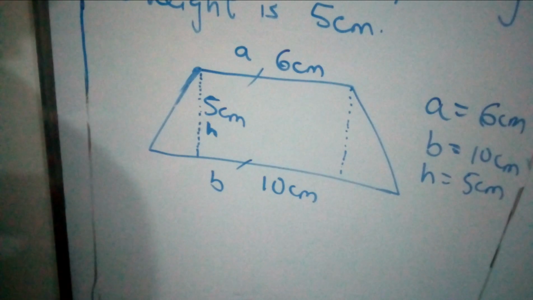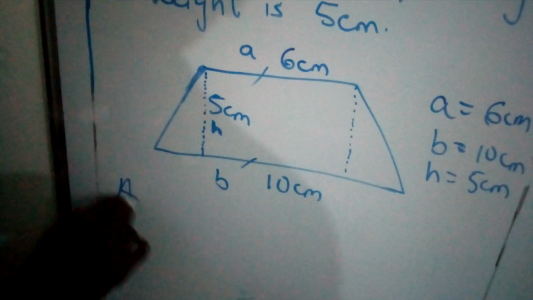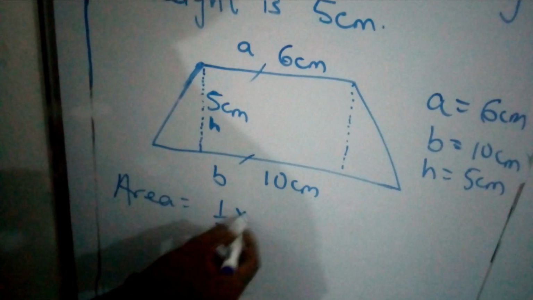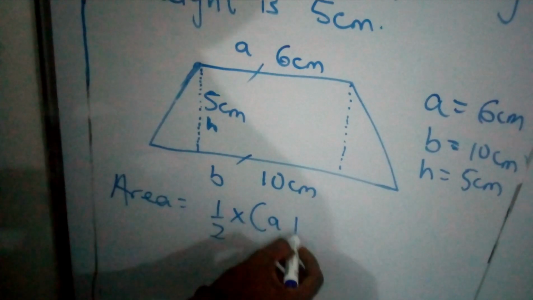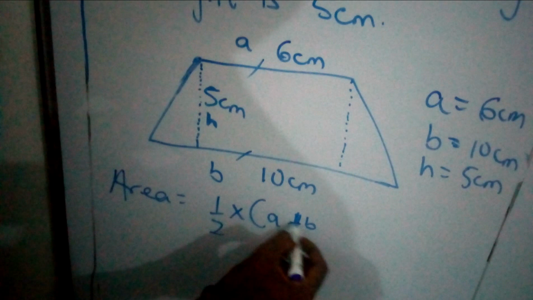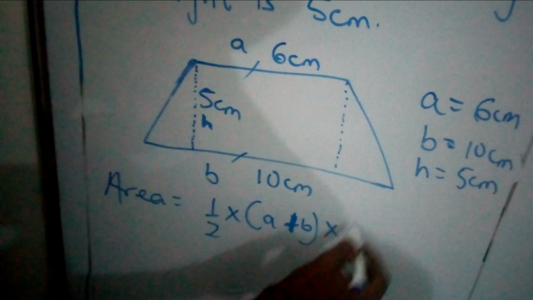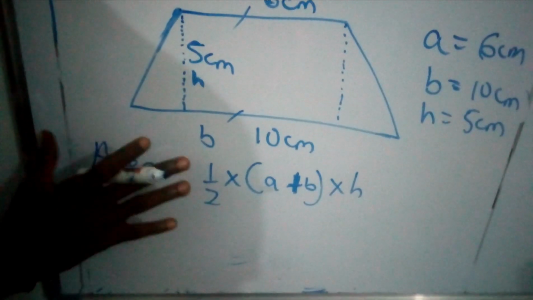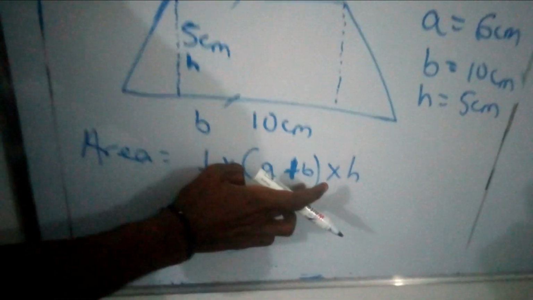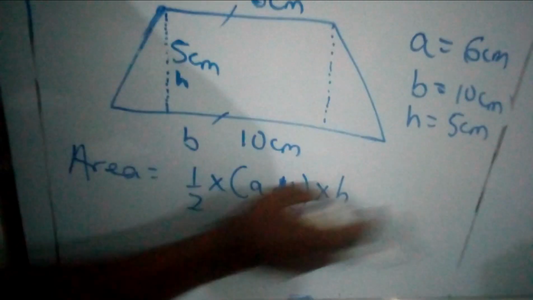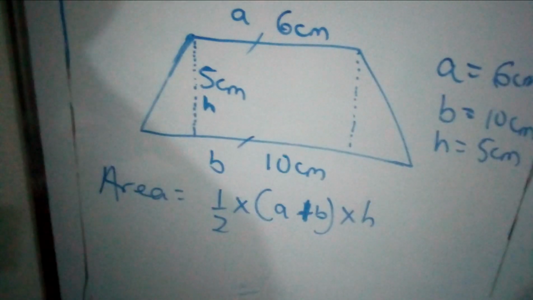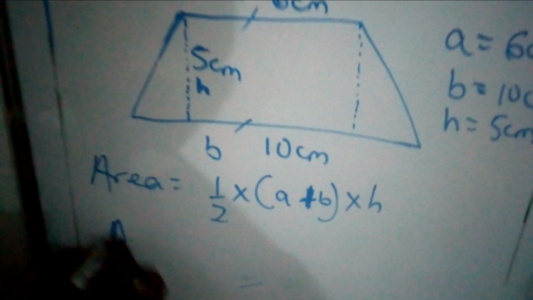Now from our formula chart, what's the formula for area of a trapezium? Area of the trapezium is half times, you open your bracket, A plus B, that is the two parallel sides, you add them together, then times height. Please don't mix this up. I told you to memorize the formula. Area of the trapezium is half times A plus B, close the bracket, times height. Addition inside the bracket, multiplication outside the bracket. Okay? So let's substitute. Area becomes what?